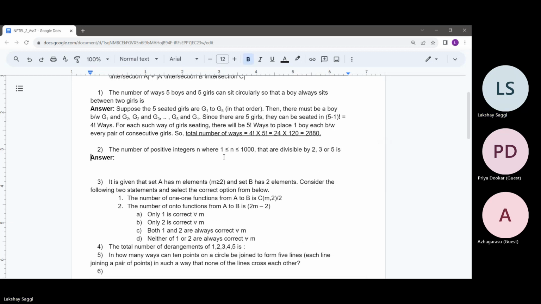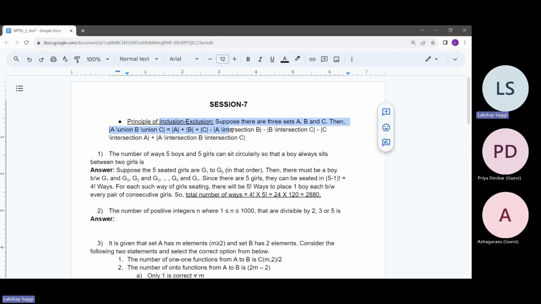So note that to count this sort of thing, the numbers which are divisible by 2 or 3 or 5, if we just count numbers divisible by 2, 3 and 5 and add them up, we would have overcounted something. Like we would have overcounted the numbers which are divisible by 2 and 3, numbers which are divisible by 3 and 5, and so on. So for this, we'll need the principle of inclusion-exclusion here also.